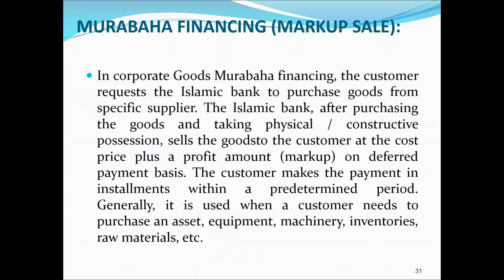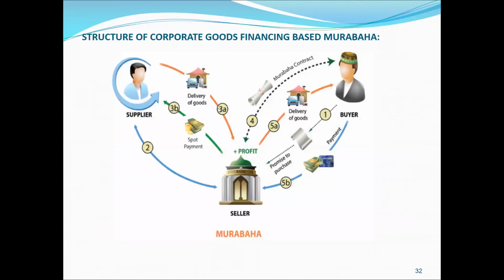Generally, it is used when the customer needs to purchase an asset, equipment, or any other types of materials or goods. Here's how the structure is illustrated. We have the Islamic bank, the customer, and the seller itself. For example, the contract: this is the seller, the Islamic bank. He gets in touch with the buyer. They make an agreement, and the buyer promises the Islamic bank to purchase.